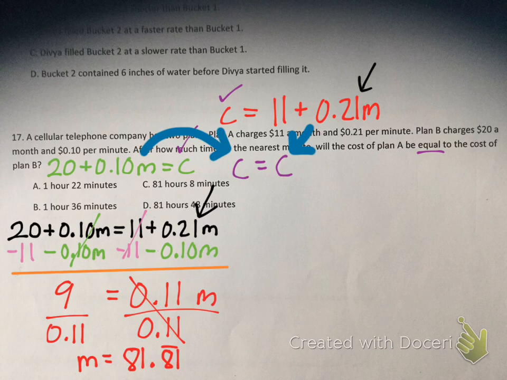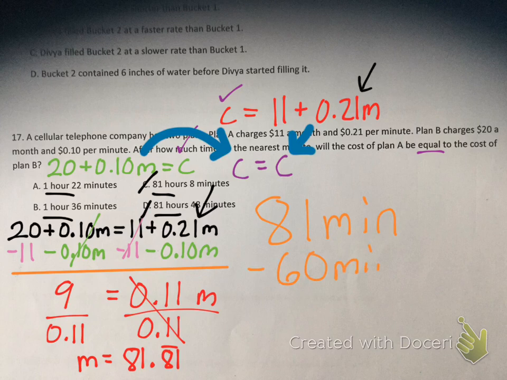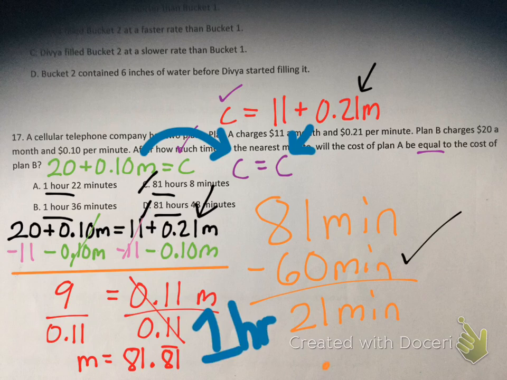The problem is, look at all your answer choices. 2 of them say 1 hour, and 2 of them say 81 hours. I hope you realize that those are both decoys immediately. In any case, 81 minutes, remember that's what m is referring to, minutes. If you subtract 60 minutes from it, that's 1 hour, leaving you with 21 additional minutes. So you are currently at 1 hour and 21 minutes.